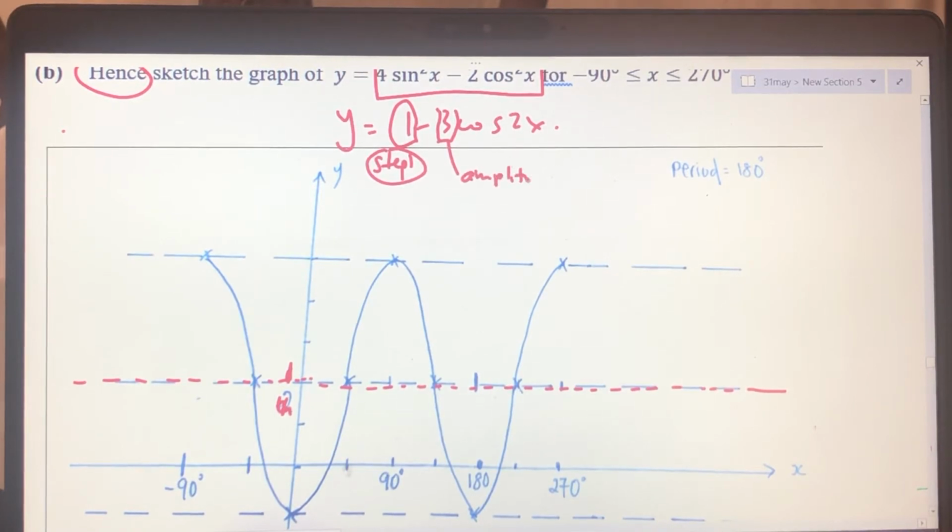Now, amplitude, you don't bother about the plus or the minus. Amplitude is how far up away it is from the center line. So it is 3 units away. So 1, 2, 3 units away. So this should be your maximum guiding line. You must draw this.